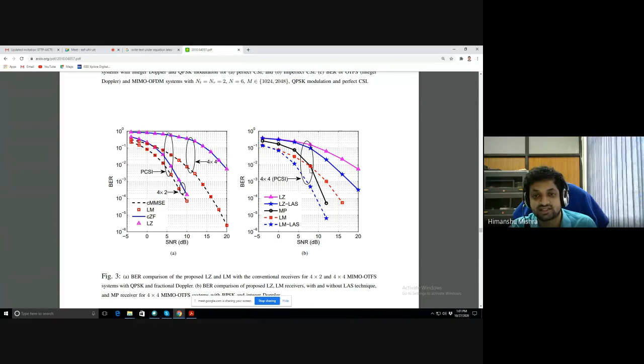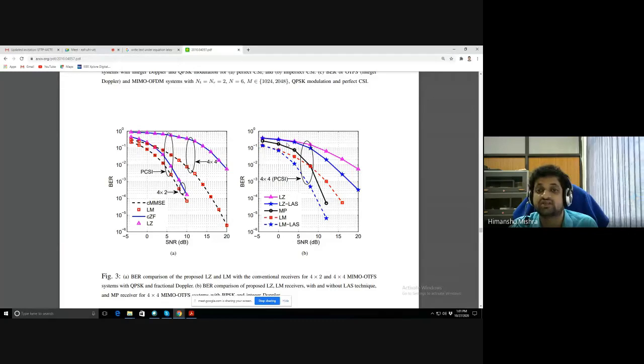In the low SNR region, the red one is giving a better result than the message passing. And once I apply the LAS, this is a detection scheme after the low complexity MMSE algorithm. This is the low complexity MMSE receiver. With that, if I incorporate this, you will get less computational complexity than the message passing algorithm. But you can see here the bit error rate is very low compared to this.